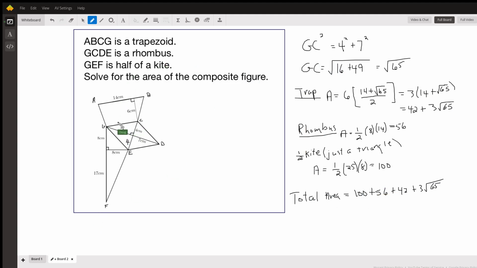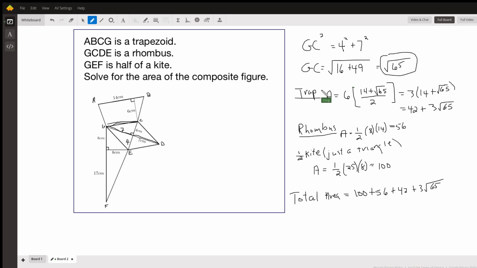So if we go to the next board and fill in some of the given information, here's the key. In order to find the area of the rhombus, you need to know GC because that's one of the bases. And in the rhombus, the diagonals are perpendicular bisectors of each other. So if this little segment right here is 7 centimeters, so is this. And we can use the Pythagorean theorem. 4 squared plus 7 squared equals GC squared. So GC is the square root of 65.